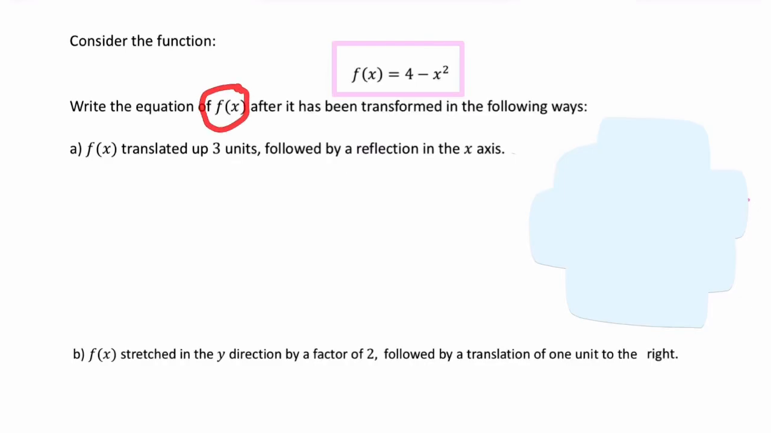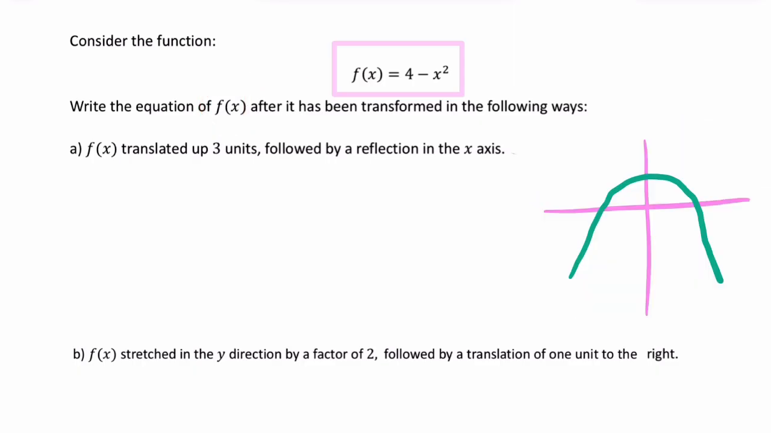Here we're given some function, f of x, that looks very much like an inverted parabola. And it's subject to a series of transformations, and they want us to rewrite f of x after transformation. So the first transformation is upwards by 3 units. So we transform upwards simply by adding 3 outside these brackets. So that's your first transformation.